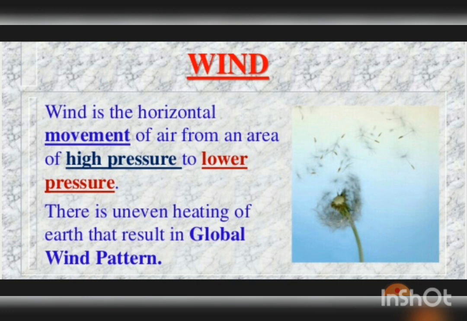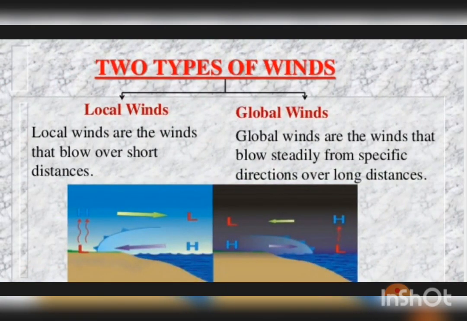Wind is the horizontal movement of air from an area of high pressure to low pressure. Now wind always blows from high pressure to low pressure. There is uneven heating of the earth that results in global wind patterns. Okay, lands get heated unevenly. Somewhere there is a lot of heat, somewhere there is less heat. Due to this, the air always moves from one area to another area.